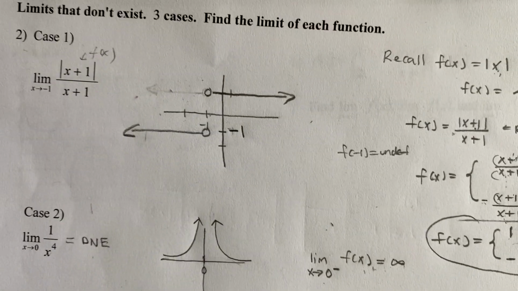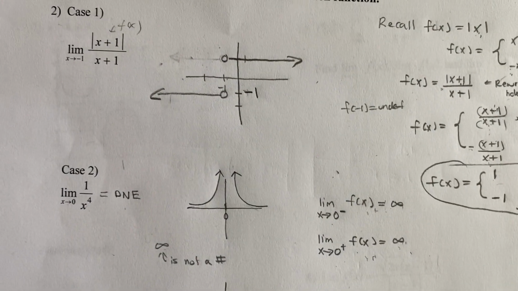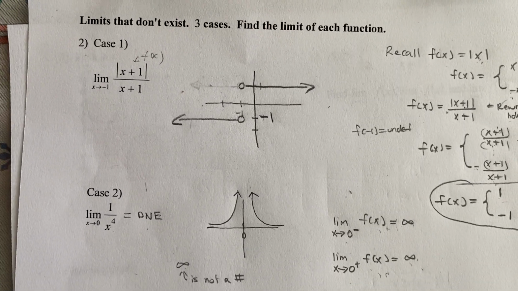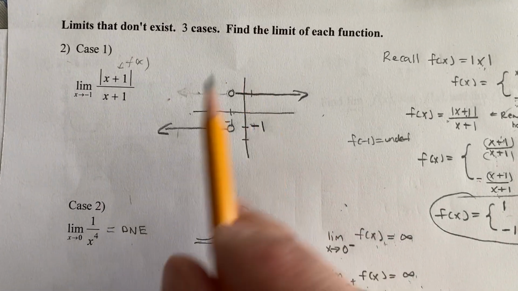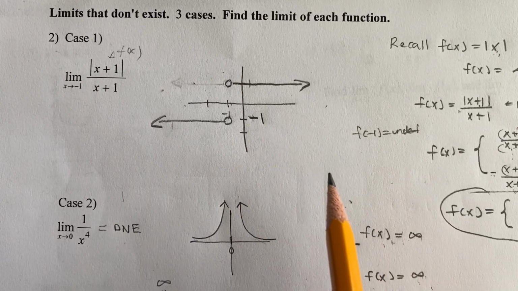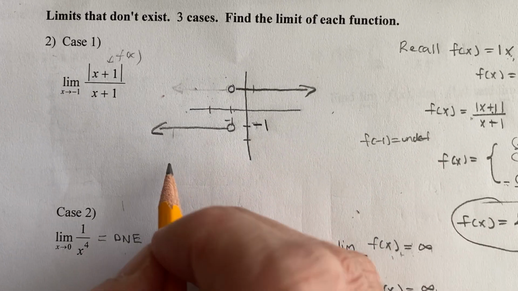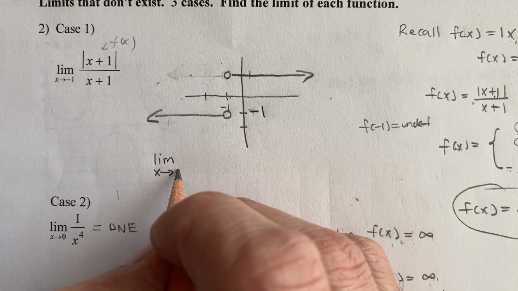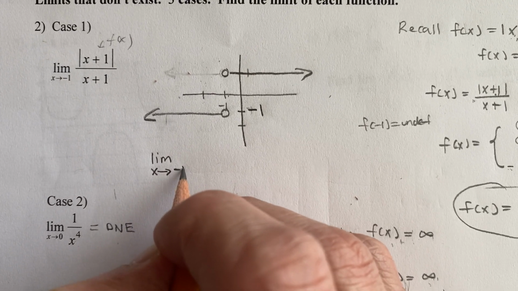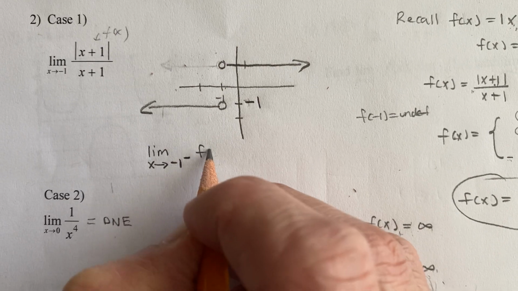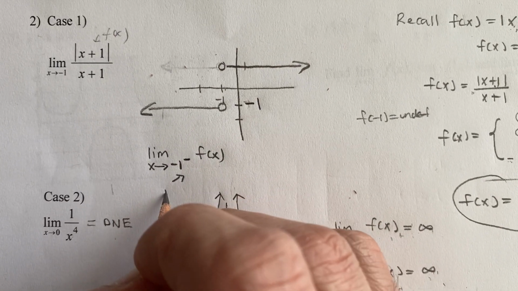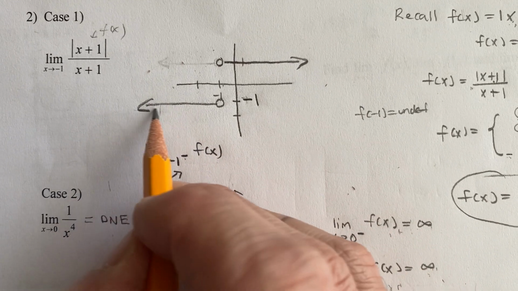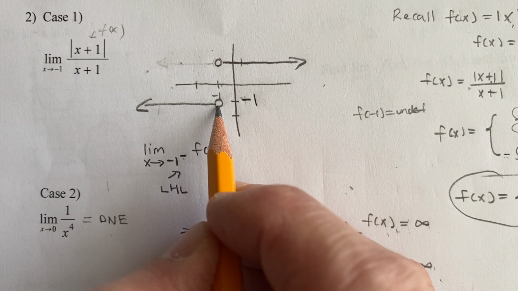Okay? All right, so there's my graph, right? Now, I just defined left-hand limit and right-hand limit with you, right? In order for the limit to exist, the left-hand limit and the right-hand limit have to both be the same. So if I ask you, what is the limit as x approaches negative 1 from the left, right? This is your LHL, from the left. X approaches negative 1 from the left.